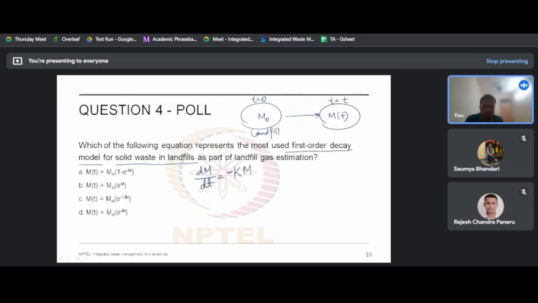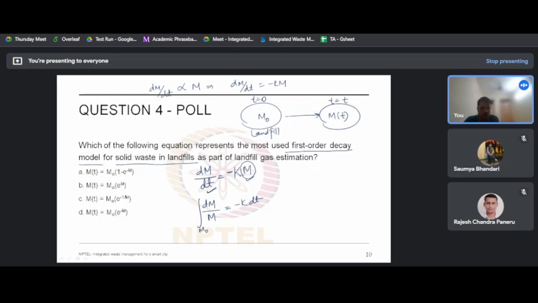So the rate of change of mass, that is dM by dt within a landfill, is proportional to the mass of waste within the landfill, and we have added a proportionality constant. So dM by dt will be proportional to M. Then we will add a constant, so it will become dM by dt equals minus k into M. This is because with time, the amount of waste within the landfill is reducing, hence the minus sign. So let's take M on one side. So dM by M equals minus k dt. Now we have two differentials on one side, so we can integrate.